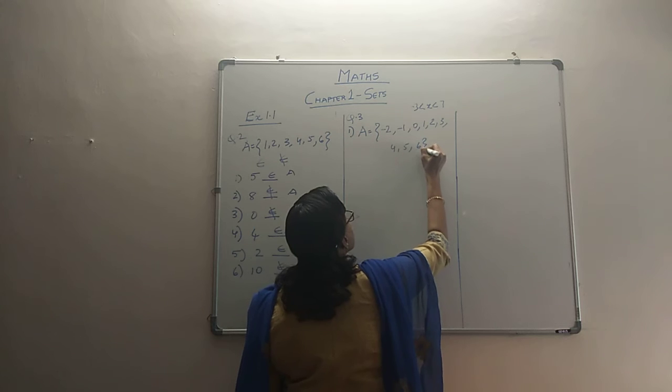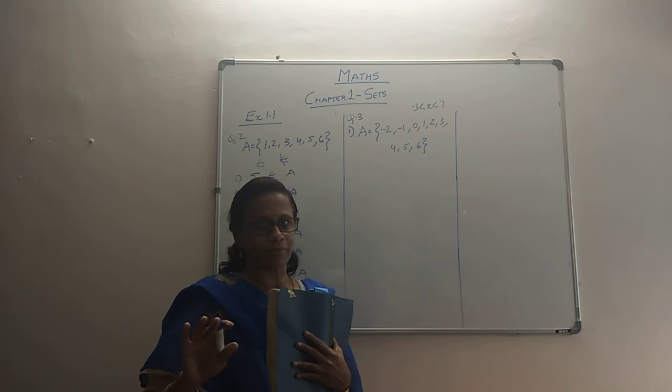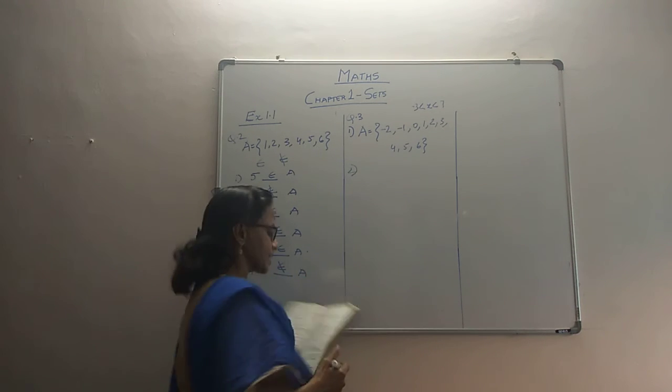And we have to stop at 6 because you are only allowed to take the integers and it's a strict inequality. 7 cannot be included. So this is the roster form for the set A. Quickly, let's see what's the next set.